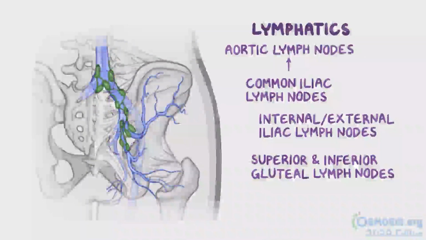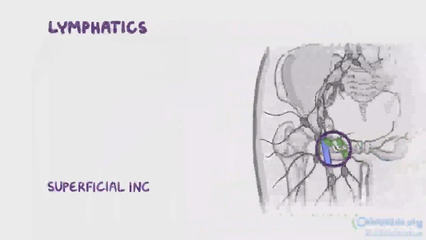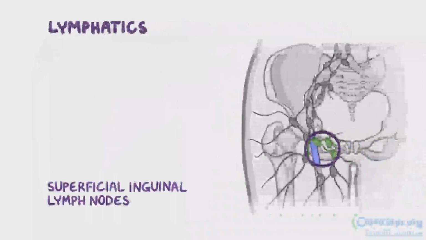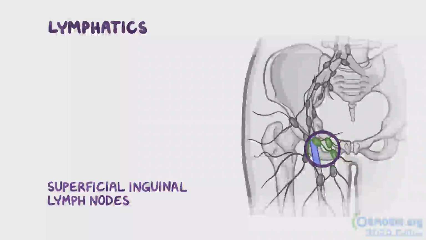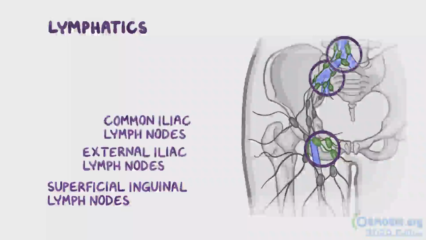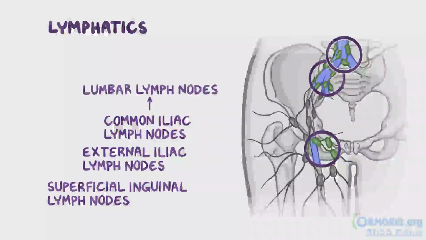Lymph from the superficial tissues of the gluteal region passes initially to the superficial inguinal nodes, which also receive lymph from the thigh. From the superficial inguinal nodes, lymph passes via efferent lymph vessels to the external and common iliac nodes. Lymph continues on to the right and left lumbar lymph nodes, draining via lumbar lymphatic trunks to the cisterna chyli and thoracic duct.